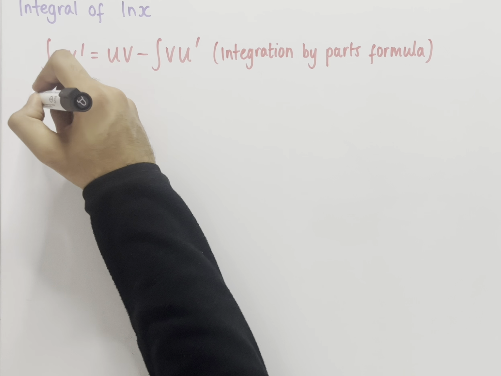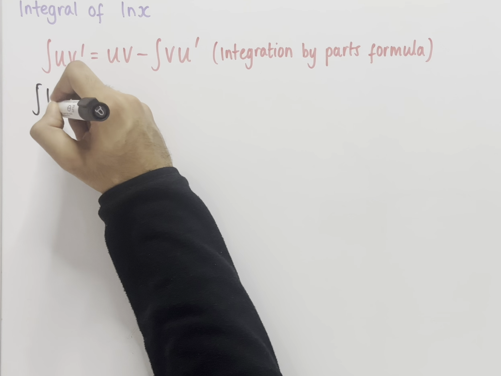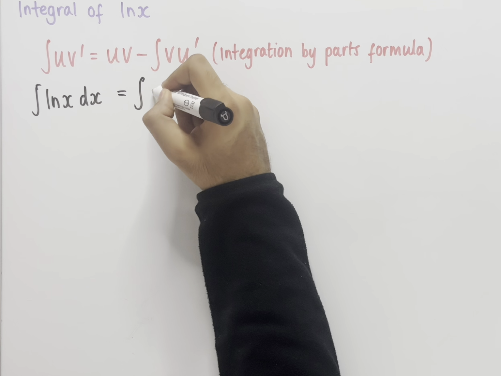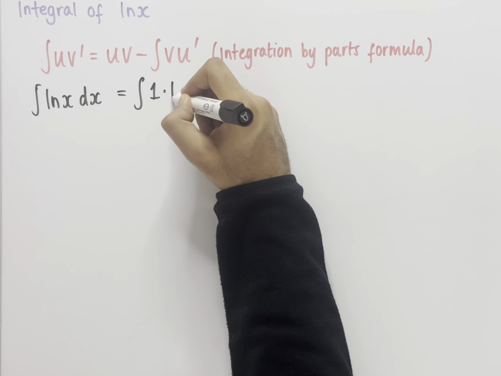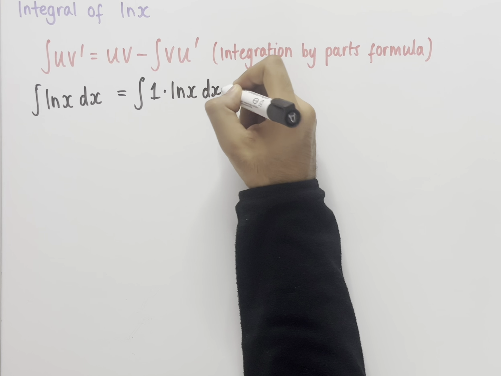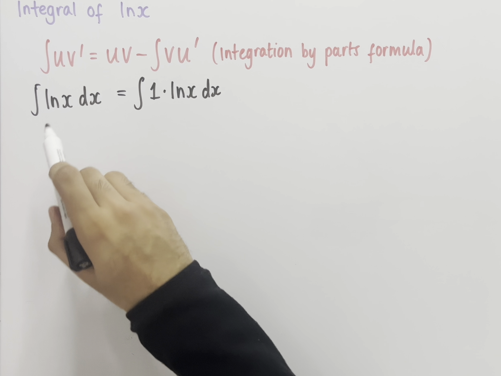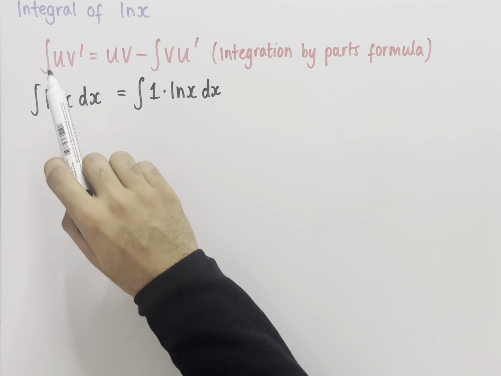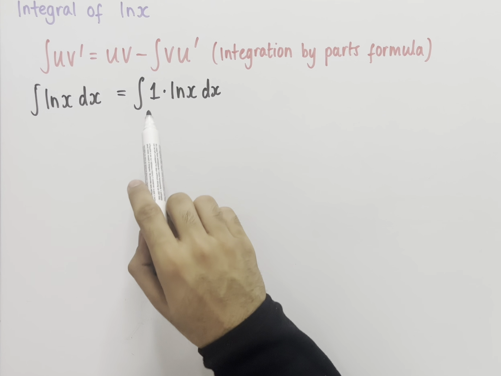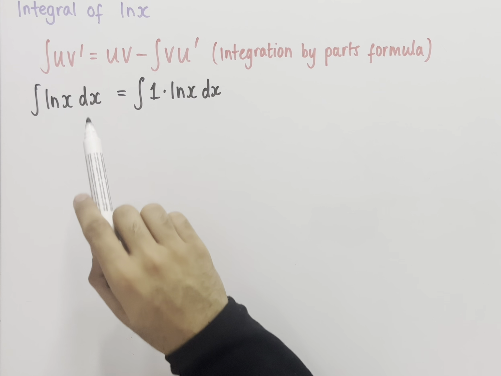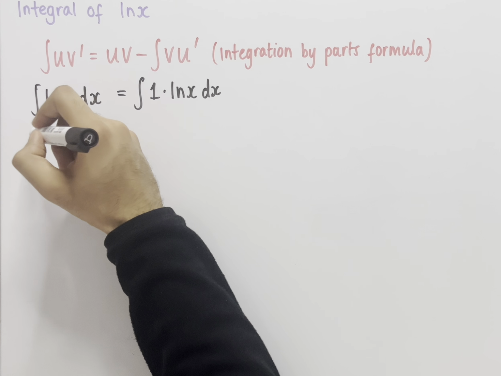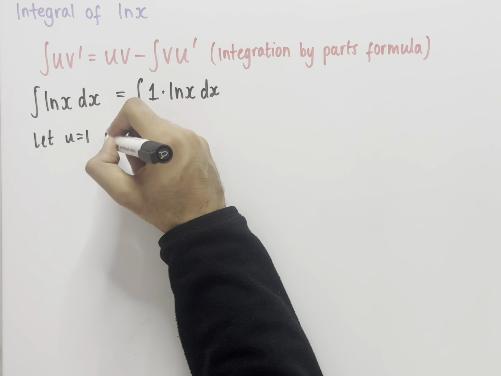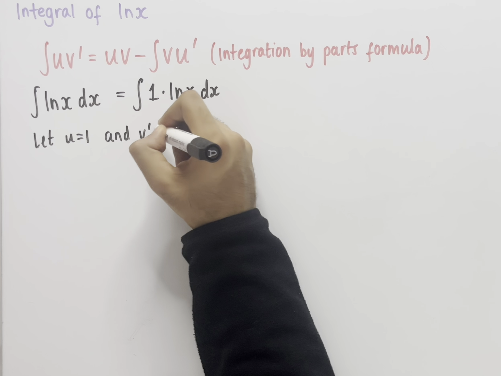And so we have the integral of ln x with respect to x, and this can be written as the integral of 1 times ln x with respect to x, since 1 times ln x is just equal to ln x. And because we now have a product, we can now use the integration by parts formula. And so we start by labeling one of these u and the other v dash. So let's suppose we let u equal to 1 and we let v dash equal to ln x.